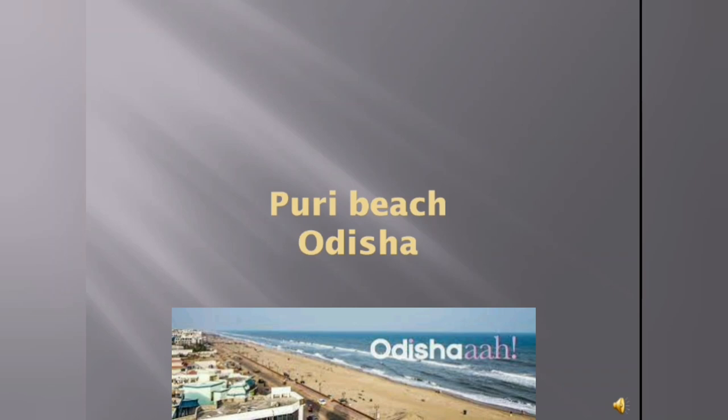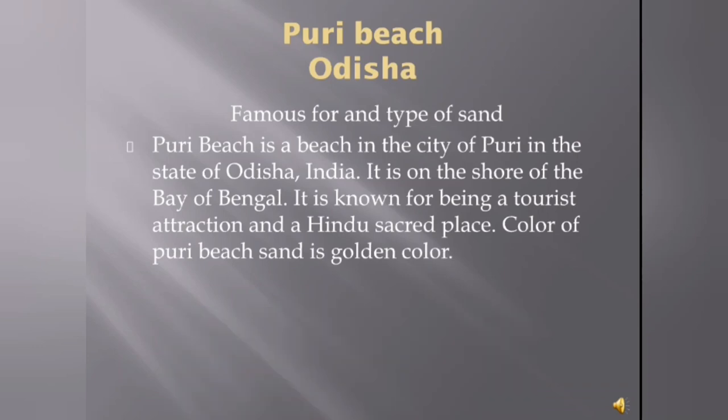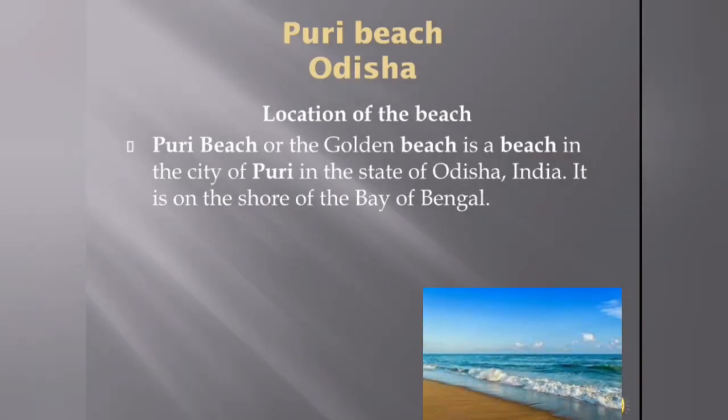Puri Beach, Odisha. Puri Beach is a beach in the city of Puri in the state of Odisha, India. It is on the shore of the Bay of Bengal. It is known for being a tourist attraction and a Hindu sacred place. The color of Puri Beach sand is golden. Location of the beach. Puri or the Golden Beach is a beach in the city of Puri in the state of Odisha, India. It is on the shore of the Bay of Bengal.